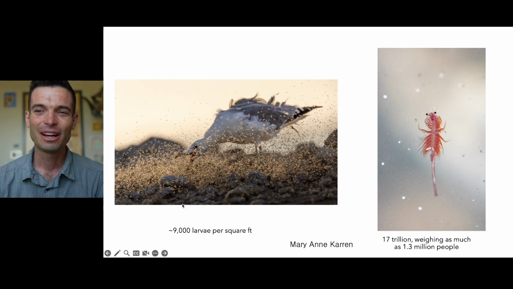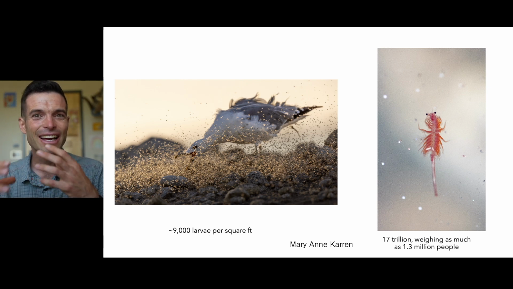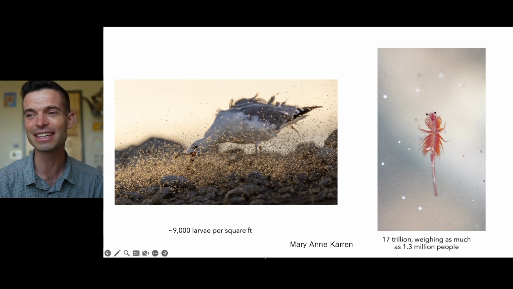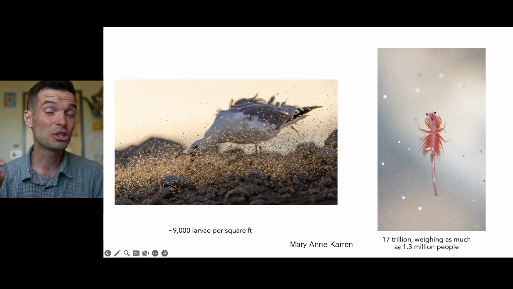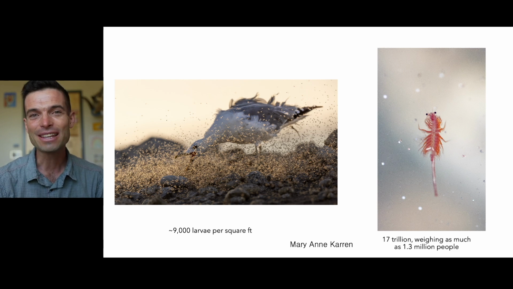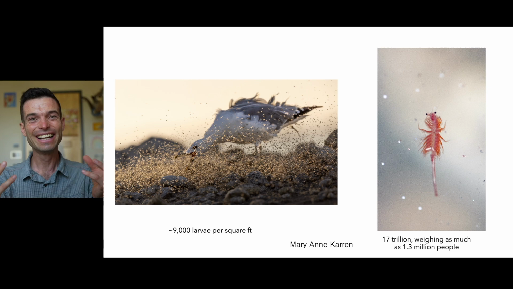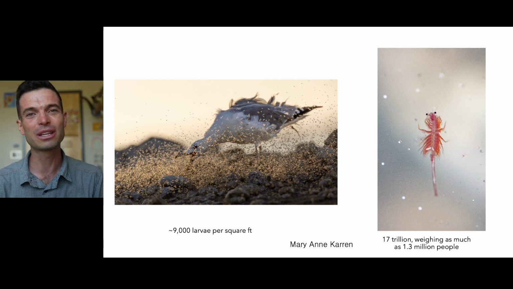You have around 9,000 brine fly larvae per square foot on some of these microbialites, these living reefs that exist in the lake. If you just take the weight of the brine shrimp during the peak season, it's the same weight as 1.3 million people. Think about that for a minute. Almost 2 trillion of these shrimp that are out there in the lake.